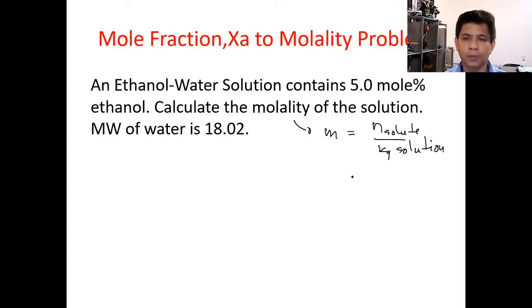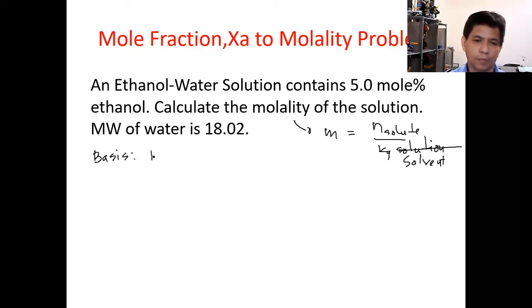Okay? So in order to facilitate the calculation, we're going to assume that this is the solvent. In this particular case, this is water. Our basis would be that we have 1 kilogram of water, or 1,000 grams of water. So that's our basis.